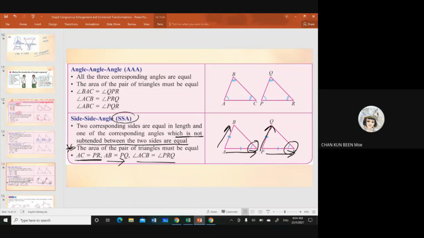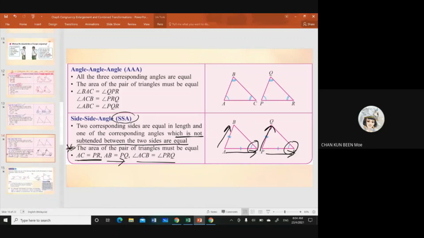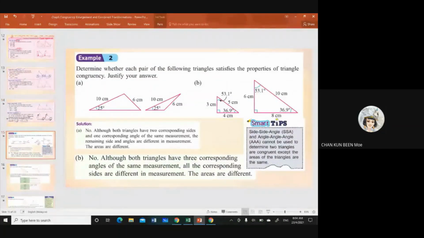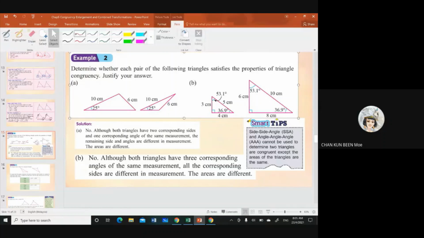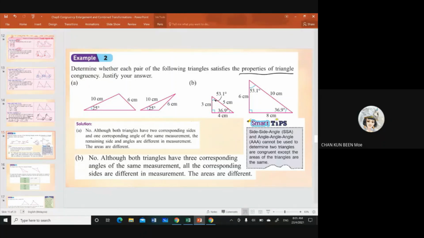Okay, we look at how to apply this. So first, the second example here. Okay, determine whether each pair of the following triangles satisfy the properties of a triangle congruency. So this is the one that we go through just now, the 6 properties of triangle congruency. Justify your answer. So we look at the first diagram here, the A. So we have side, angle, and then this one another side. Okay, so this one falls under which one?